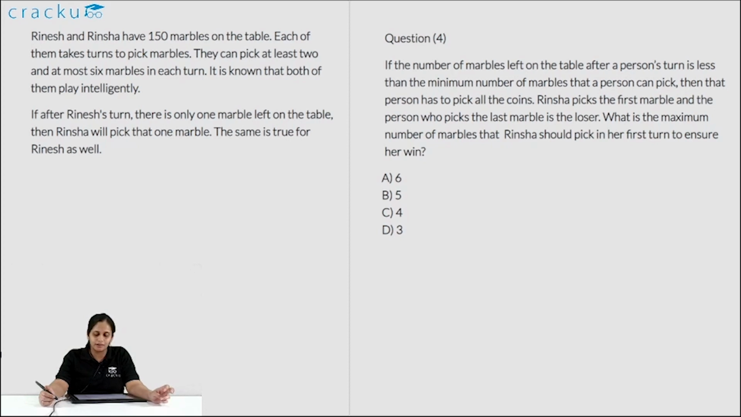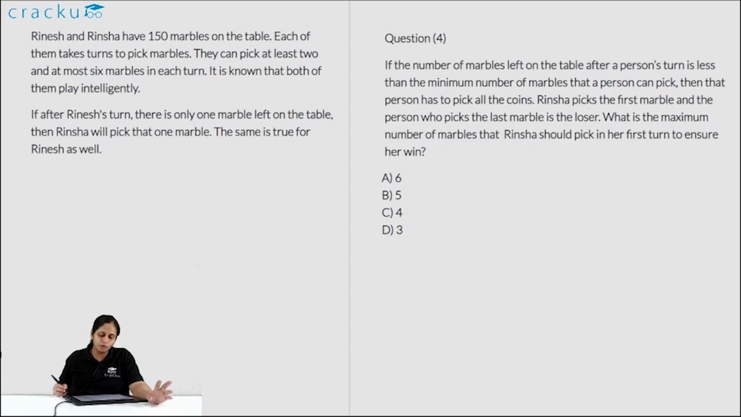So in this case, if you have, say, 7 marbles on the table, you can't pick 6 and leave 1. You'd have to pick all 7 of them just because you can't leave 1 on the table, and you'd lose. So what does this mean? This means that the one marble on the table case doesn't exist. So you have to start from 2.